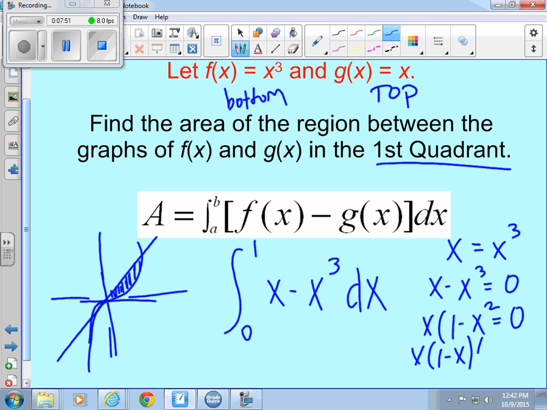1 minus x and 1 plus x. Now, that's a little more information than we need to know, right? Because the negative 1 is the intersection that we won't need to know for now. So 1 and negative 1 or 0 and 1 are the only intersections that we need to know for this particular problem. But setting them equal to each other does give us all intersections.